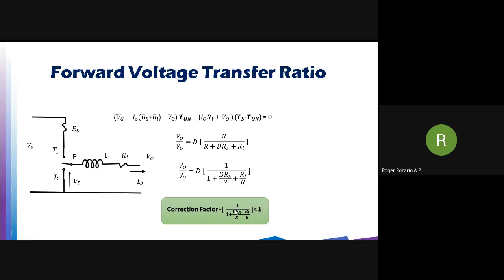Again, when you take into account the non-idealities in the source and the inductor, the forward voltage transfer ratio is less than the ideal transfer ratio, which was equal to the duty cycle of the converter. V naught by Vg was equal to D for an ideal converter, but when taking into account the non-idealities in the source and the inductor, we have this correction factor, and V naught by Vg is less than the duty ratio D.